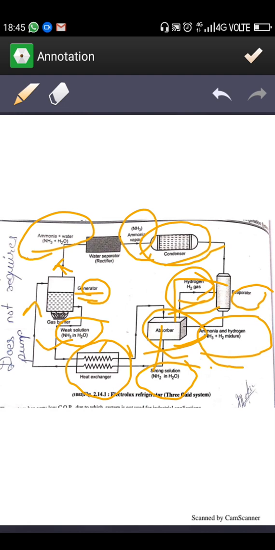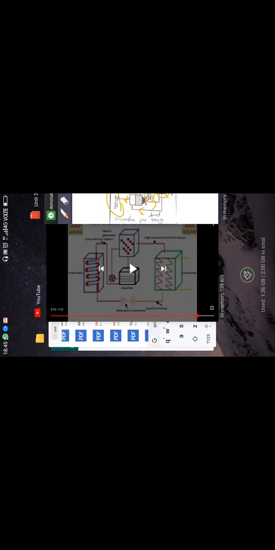So this is simple, this is just to increase the performance or to reduce the input given to the generator. For this reducing purpose we are using the heat exchanger here. Now it's time to show you how the actual Electrolux refrigeration system works.